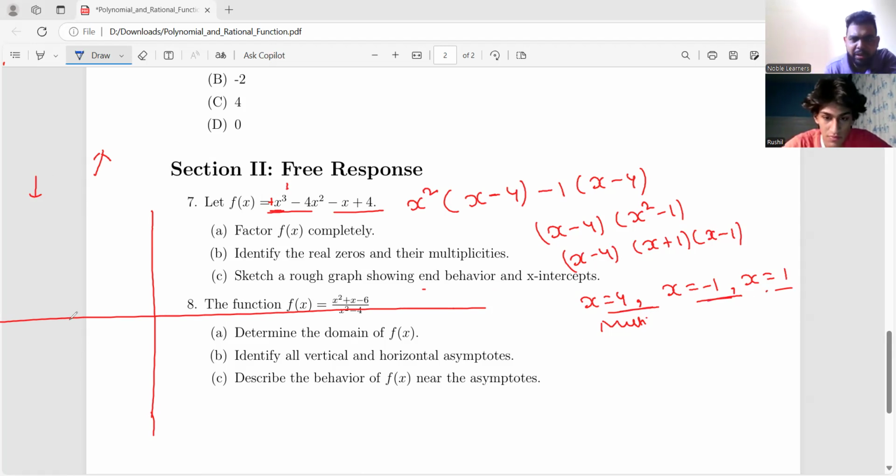Okay, so I'm going to write 4. So 4 will come somewhere about here. Then negative 1 will come somewhere about here. And then 1 will come somewhere about here. I'll find the y-intercept as well. So the y-intercept is going to be 4. So I'm just going to plot the y-intercept as well over there.